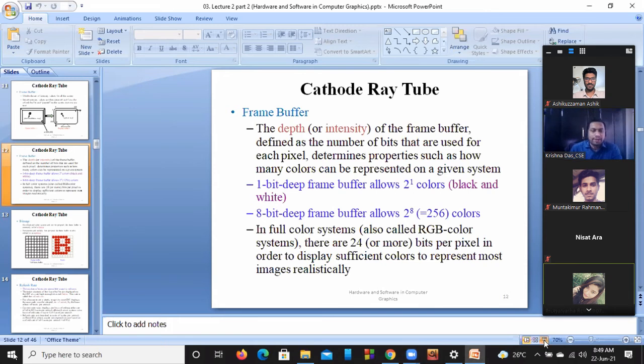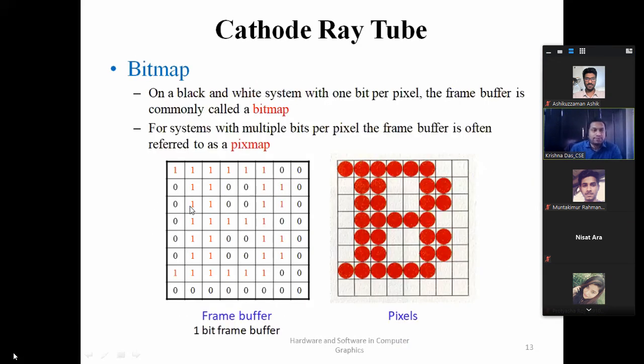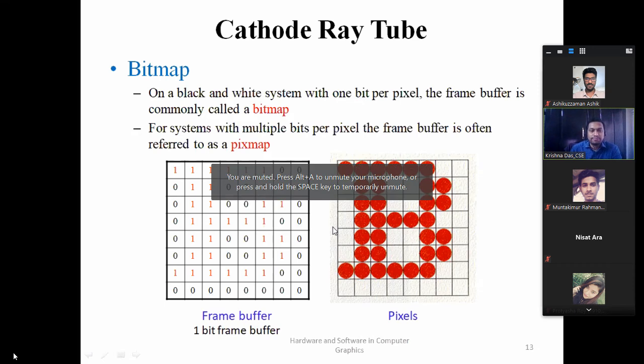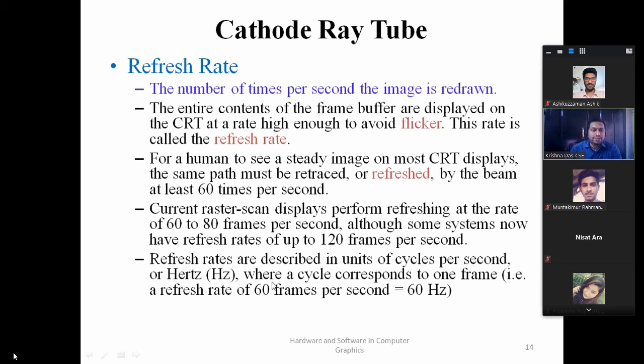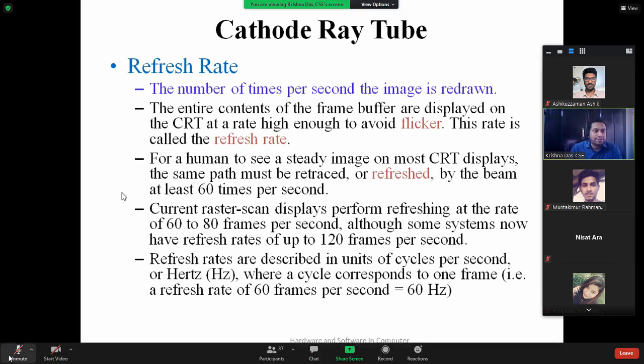Yes, sir. Okay, and then we said about bitmap, pixmap. This is just for terminology: 1 bit depth is a bitmap, and multiple bit depth is a pixmap. Refresh rate also we have discussed. What can you say about refresh rate?